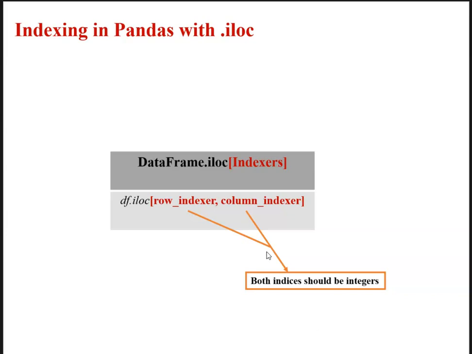The format is the following. You type in the data frame, right? So this is the data frame, df, and then you type in .iloc. That's the iloc method, and then you type in square brackets, and then you type in integers for the row index and the column index. And let's see what that means.